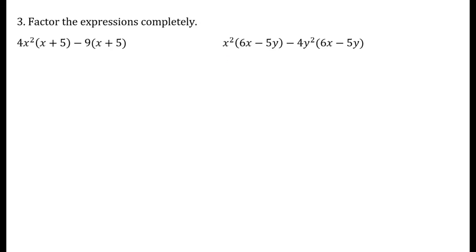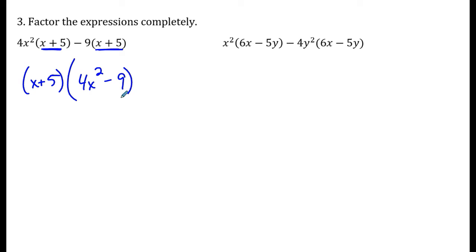Number 3, factor the expressions completely. You're going to be seeing these directions for about a week now, so get used to it, we're going to be factoring things completely. That's always our goal. I have 4x squared times x plus 5 minus 9 times x plus 5. Well, wait a minute. Both of these terms have an x plus 5 in them, so I'm going to GCF that out. That's my GCF there. I'm factoring out that x plus 5. Well, what was it multiplied into? 4x squared minus 9. Good.